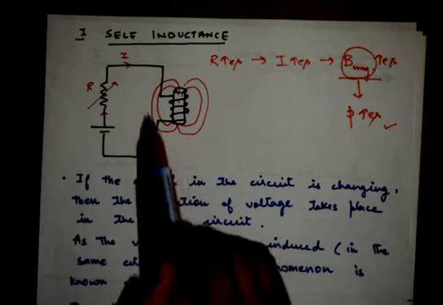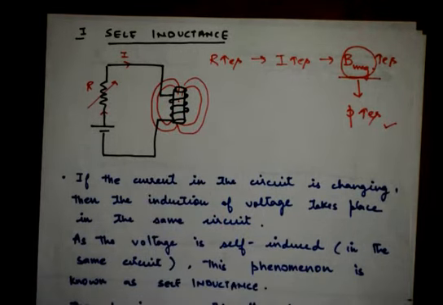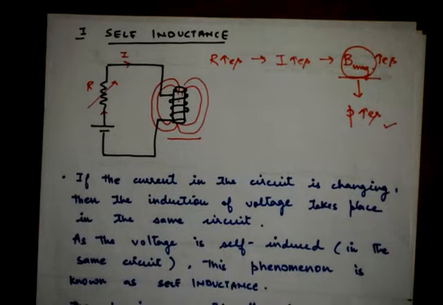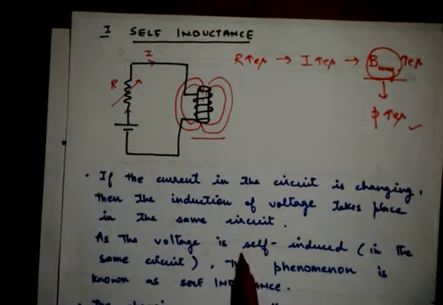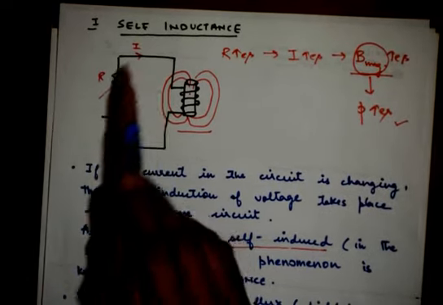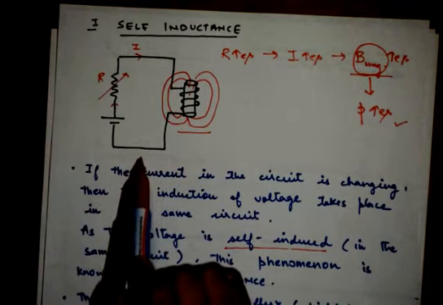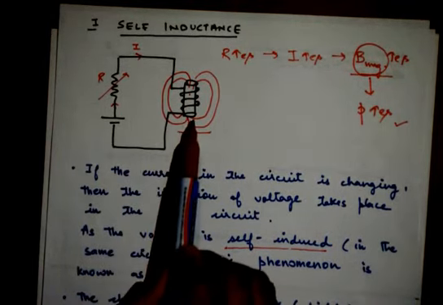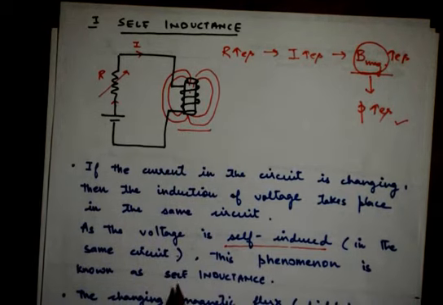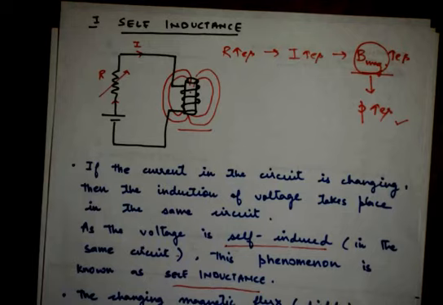Now according to Faraday's law, the induction of voltage takes place, because whenever there is any change in the magnetic field or flux, we get the voltage which is induced around this solenoid. So therefore the induction of voltage takes place. Now this voltage is self-induced; it is only because of this same circuit. The voltage which is getting induced is in the same circuit only. Therefore this phenomenon is known as self-inductance. Alright.